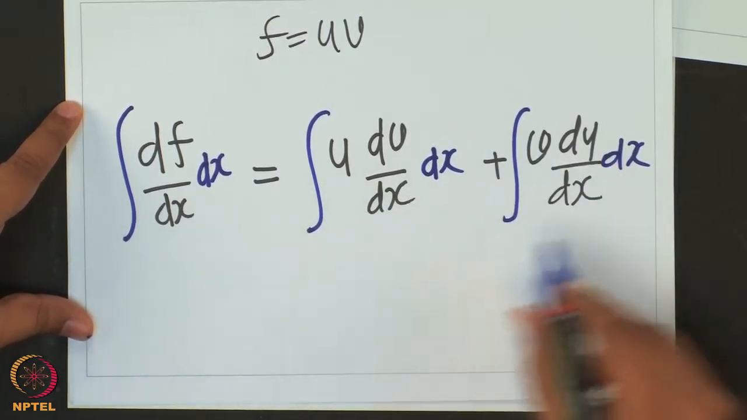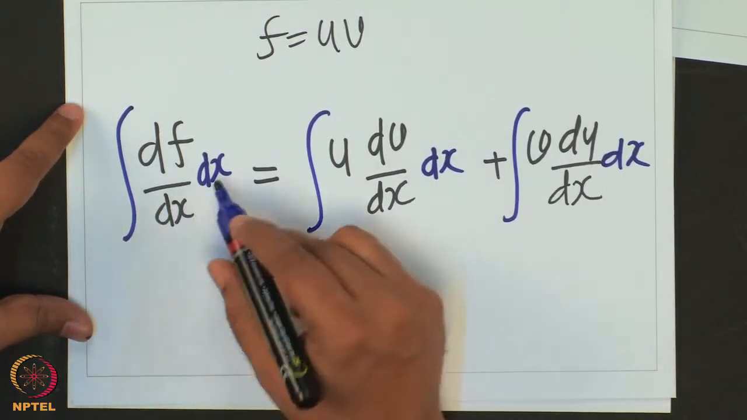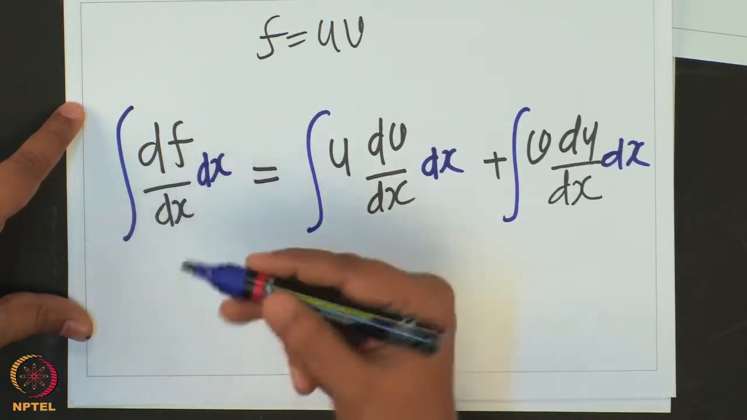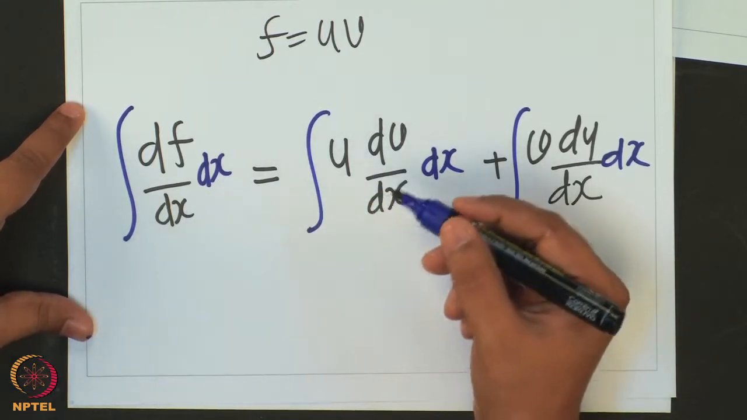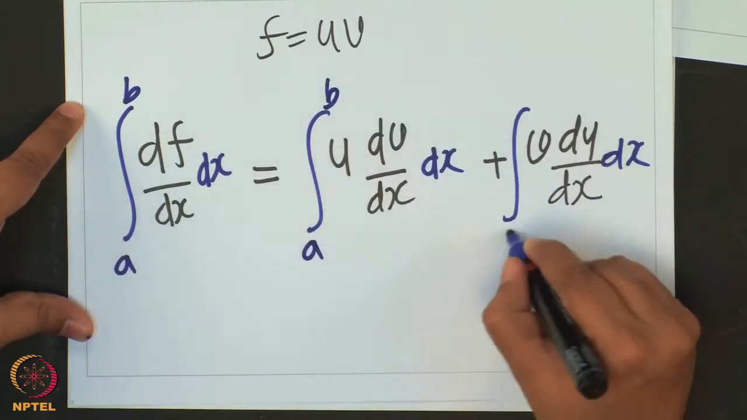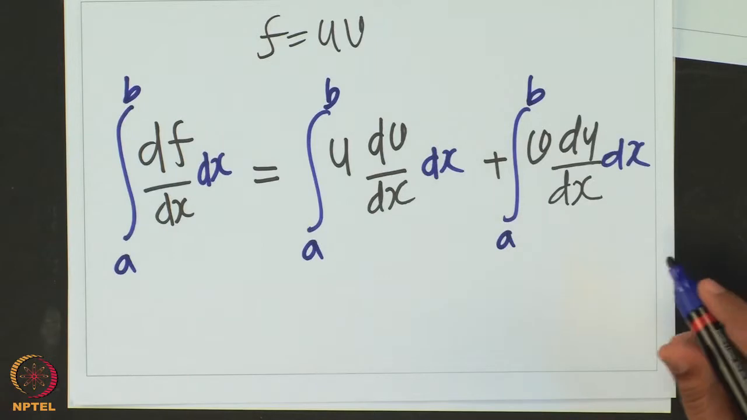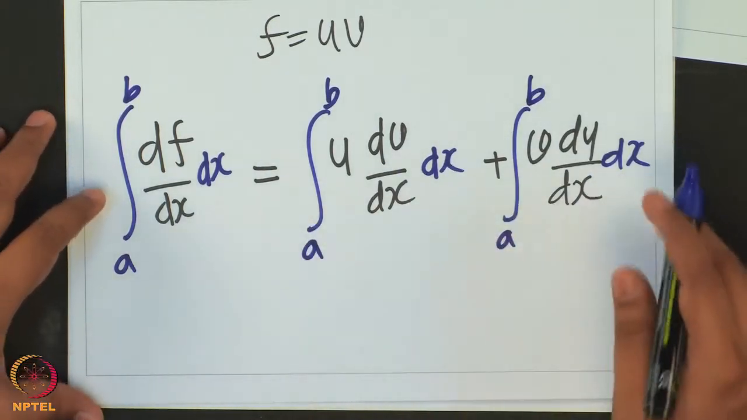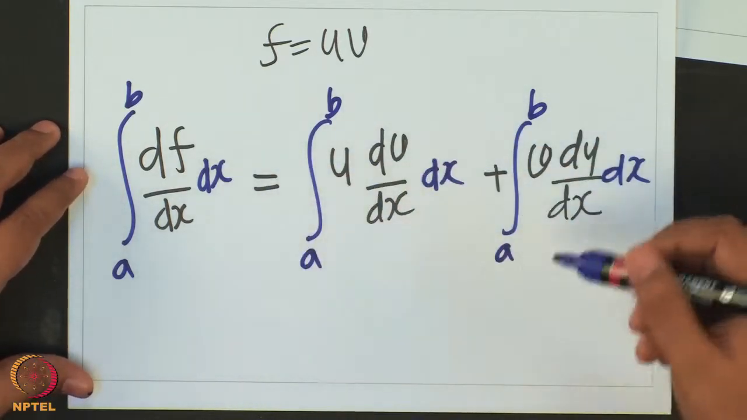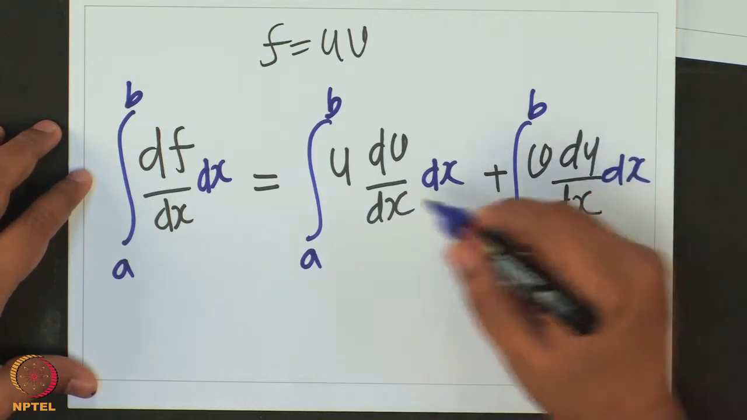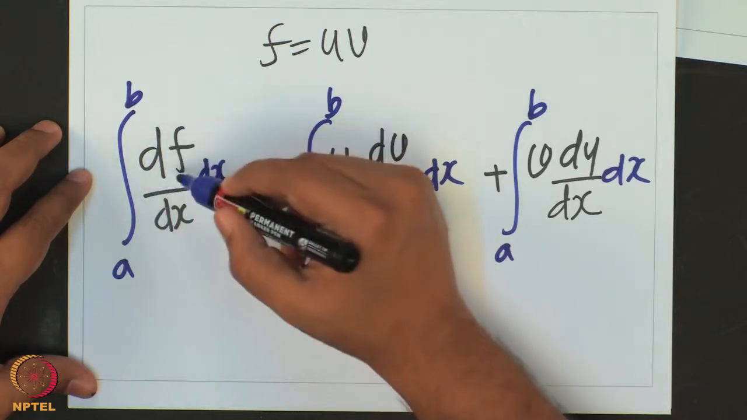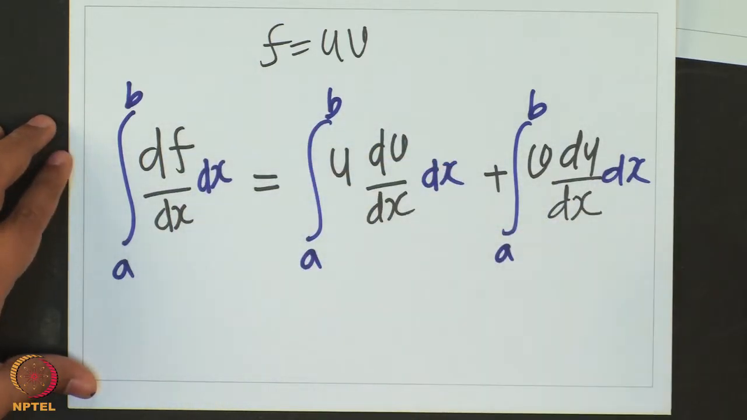So different terms I integrate, and we know that integral of this would be f, because integral of df by dx would be f. And let us say we want to find the integral a to b, some limit a to b. Always physical problems will have appropriate limits. So we will look at this example with a limit. So a to b v du by dx, a to b u dv by dx, a to b df by dx. So these are the terms and this we know.